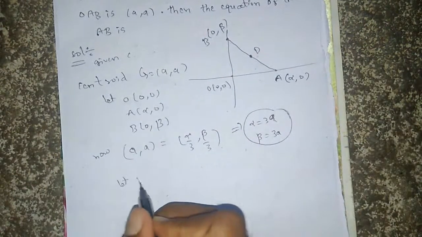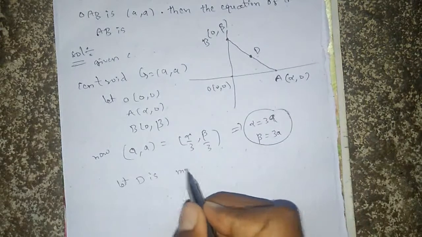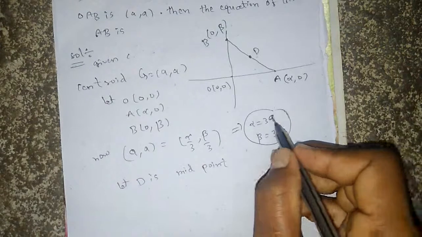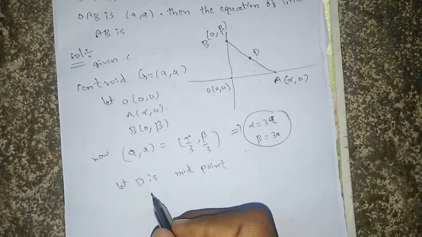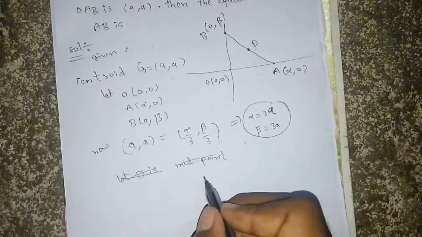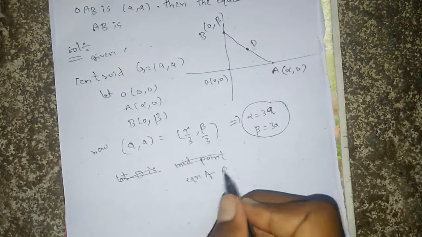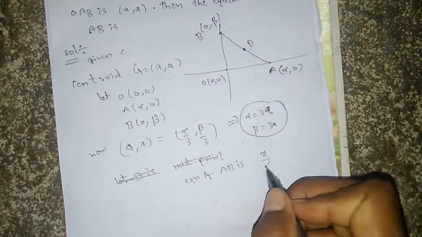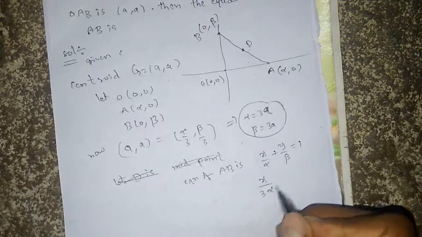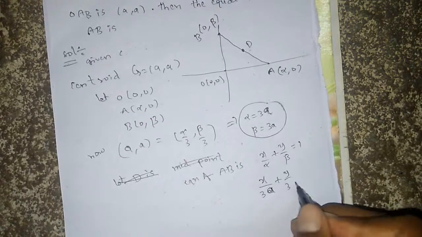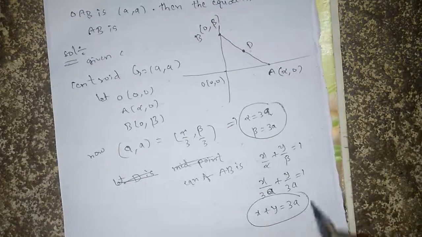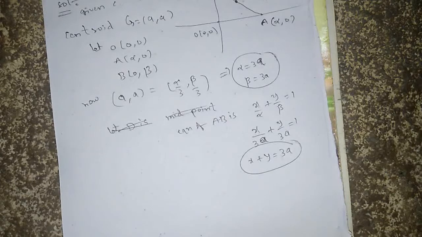There is no need to find the midpoint. Here we already have alpha and beta. The equation of AB is x/alpha + y/beta = 1. Substitute alpha and beta values, x/3a + y/3a = 1. So x + y = 3a is the equation of the line AB.